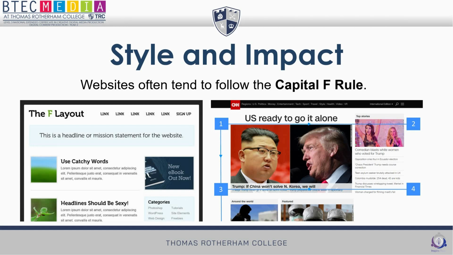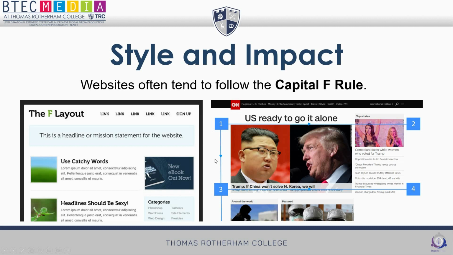This is where the structure of design resembles a capital F. It's commonly seen on websites. And again, it's the idea that these are directions our eyes travel when we read something. So that's how the content is laid out.